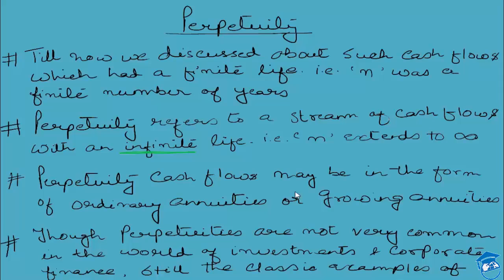Now students, let's have a quick revision. Till now we discussed such cash flows which are of finite life, that is, where the n is a predetermined, definite number of years, while in the case of perpetuities the n extends to infinity. Perpetuity cash flows may be in the form of ordinary annuities and growing annuities. Of course, the perpetuity cash flows may be an ordinary annuity till the end of time, or a growing annuity, I mean those annuities which are growing with a particular growth rate till an infinite time frame.